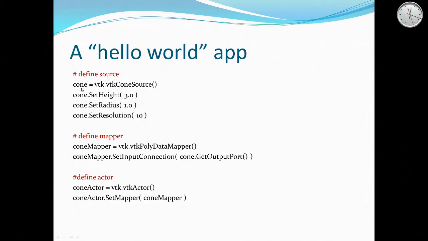Once we construct a cone source, next we create a mapper. The mapper is a rendering technique that is used to render the data output from the source. Then we use SetInputConnection and GetOutputPort to connect those two together. After that, we create an actor. An actor is an entity in the 3D graphical scene. So you create an actor and you use SetMapper to associate the mapper with the actor.